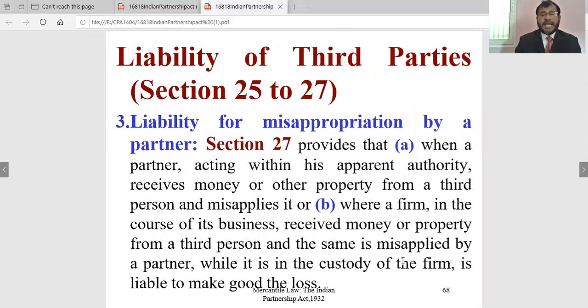Liability for misappropriation by a partner. Section 27 provides that when a partner acting within his apparent authority receives money or other property from a third person and misapplies it, or where a firm in the course of its business receives money or property from a third person and the same is misapplied by a partner while it is in the custody of the firm, the firm is liable to make good the loss.